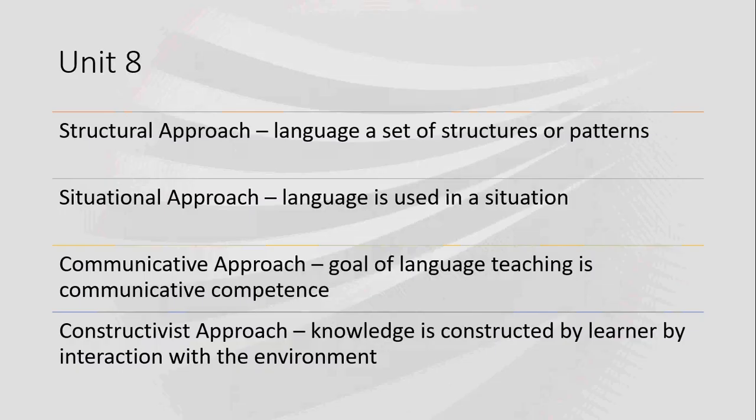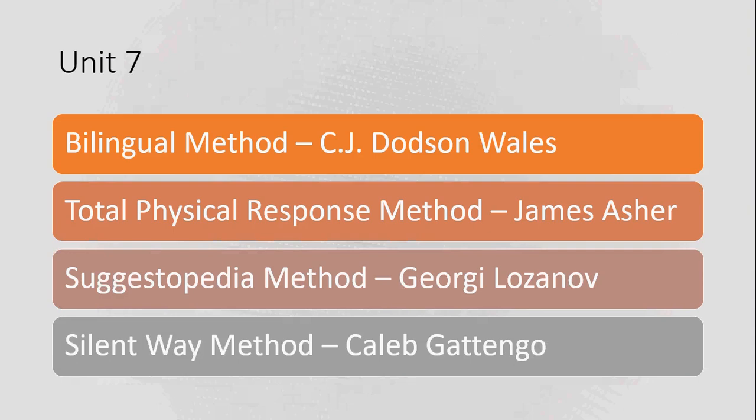The bilingual method was presented by C.J. Dodson Wales. He first came up with this theory that in a classroom situation, it would be better if two languages are used. One, the target language, but because the child is not familiar with the target language, the teacher can use the source language of the child to teach the new language. So in an Urdu medium school, to teach English, a teacher of English is welcome to use Urdu and follow the bilingual method to teach English.